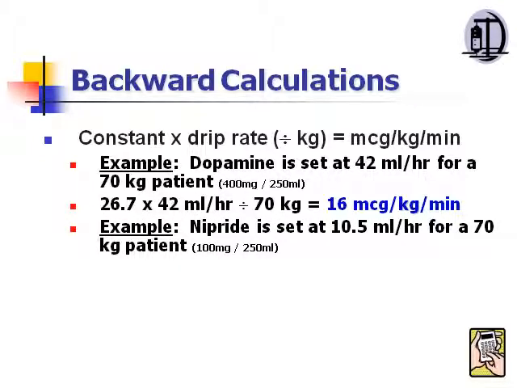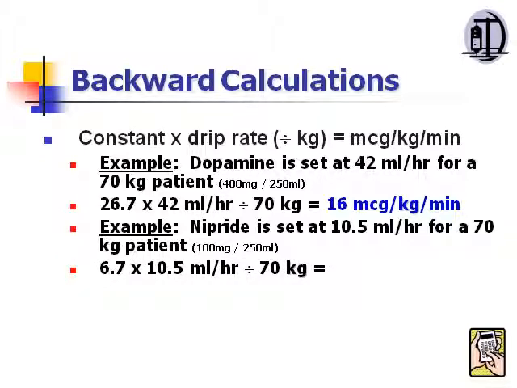All right, let's do an example with nipride. Nipride is dosed how? It's mics per kilo per minute as well. So we have the nipride set at 12.5 mLs per hour on the pump for a 70 kilo patient. The nipride concentration this time is 100 in 250. So figuring out the constant for nipride, we're going to do 100 divided by 250 times 1,000 divided by 60, and we get a constant of 6.7.